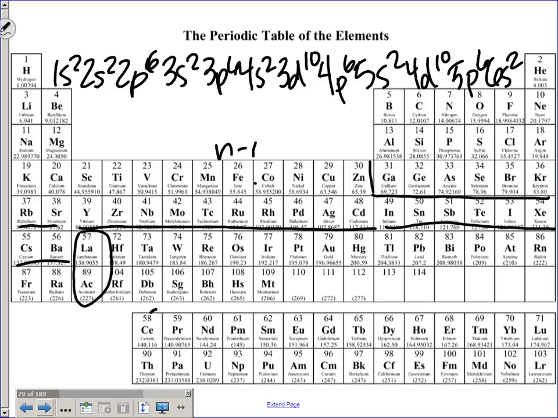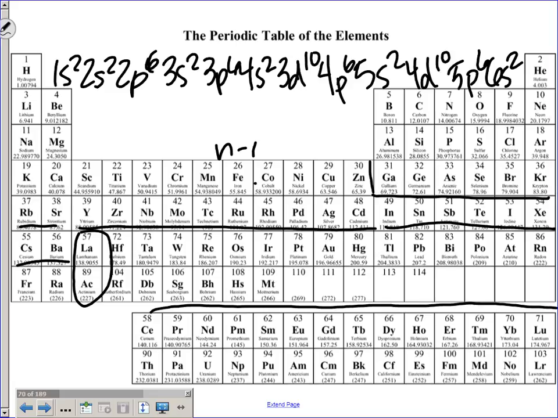How many electrons should be in f block? 14. Who said it? 14. So it's 4f14, because how many orbitals are in f? We went 1, 3, 5, 7. How many electrons fit in an orbital? 2. So 7 times 2 is 14. There should only be 14 across here.